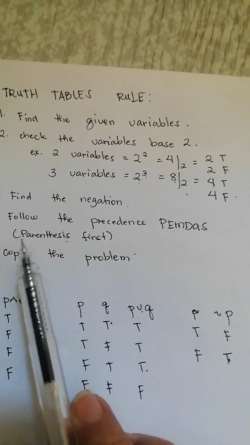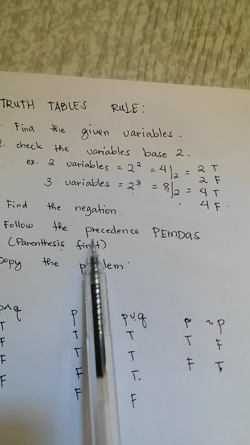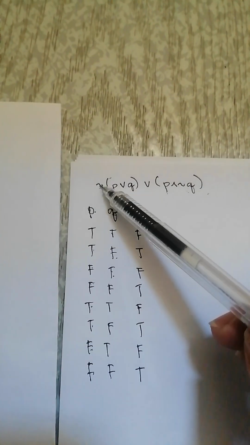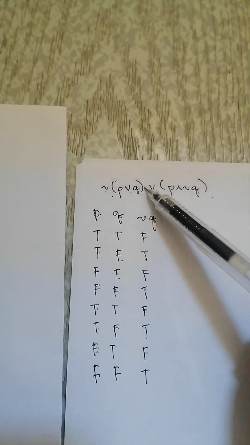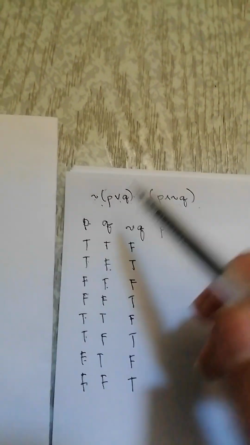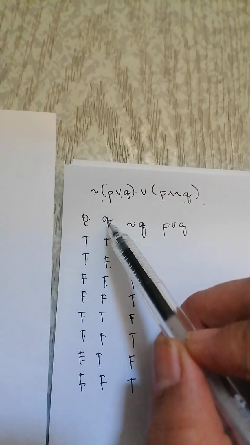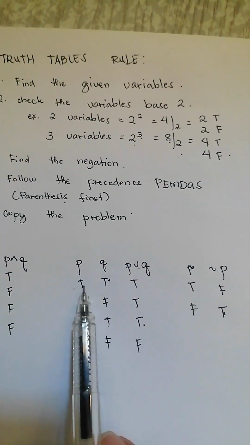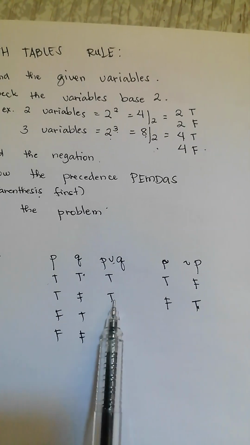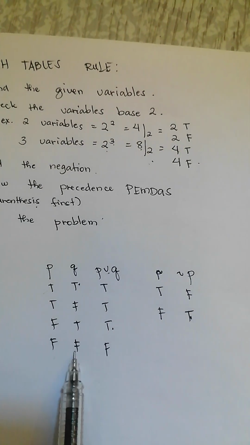Okay. Next rule, we need to follow the precedence. Parenthesis muna. So, we have here a parenthesis, P or Q. We copy P or Q. So, it is in between the P or Q. Okay, what is the rule of OR? If both conditions are true, it is true. If one condition is false, that will always be true. If both conditions are false, that will always be false.